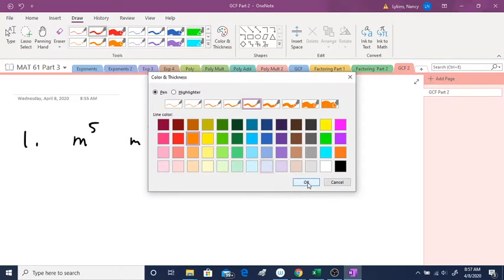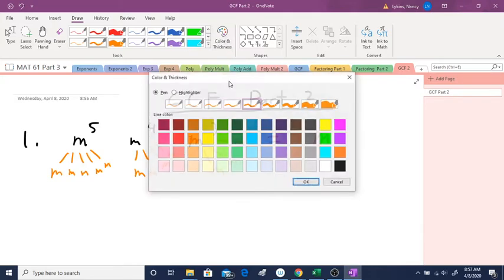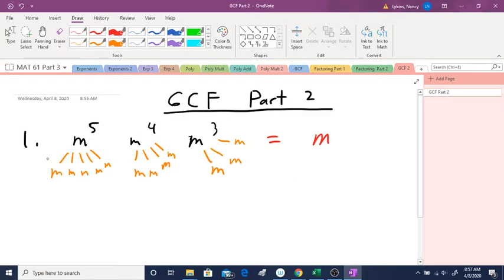Now, some of us already can picture this, but I like giving a visual explanation with this. What this 5 means is I've got 5 m's. What this 4 means, I've got 4 m's, m to the fourth. And the 3 means I've got 3. So let's start over here. I've got an m, an m, an m. I've got a second m, second m, second m. Then I've got a third m, a third m, and then I'm finished with my m.